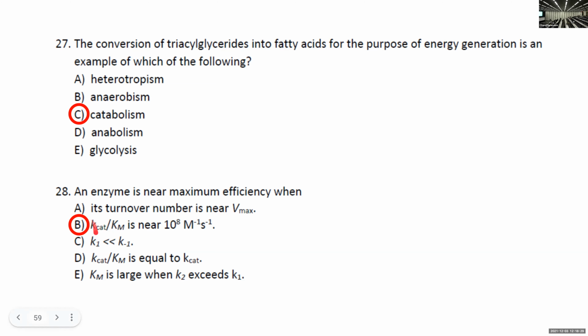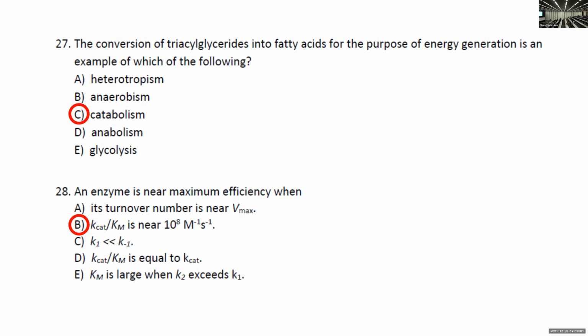And if that is near 10 to the 8th, that means it's near the diffusion rate. Diffusion is something that happens without any blocks, right? It just happens by itself, by Brownian motion. So that means it's close to free diffusion. So as soon as the enzyme meets the substrate, it's going to process it immediately without any blockage or slowdown. So that's why B is the right answer.